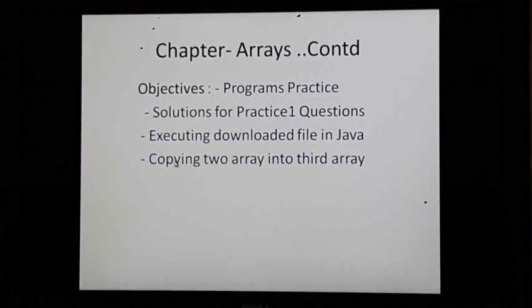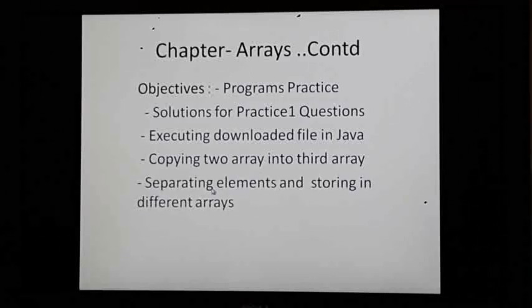It's a new one. How do we copy two arrays into a third array? I mean to say, how do you merge two arrays into one more array? Then separating elements: there will be an array with some elements, for example, odd and even numbers both stored in one single array. Then how do you separate the odd numbers into one array, and the even numbers into another array? So mainly we are going to practice with these programs in today's class.